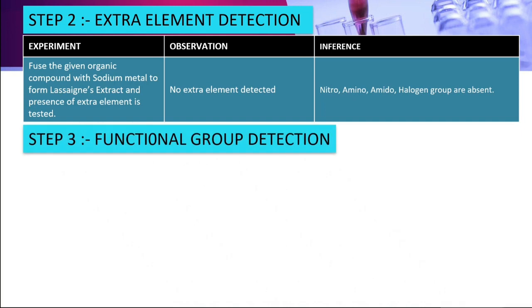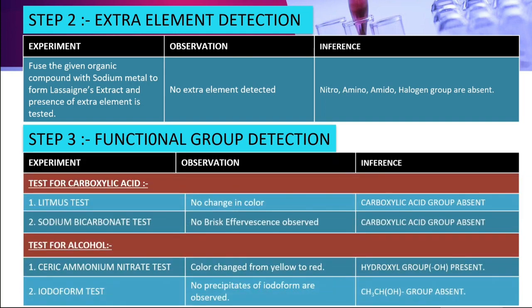Thank you, Shruti. The third step of systematic analysis of the organic compound is functional group detection. We start with carboxylic acid, followed by alcohol, phenol, carbonyl compound, and ester. So, starting with the test for carboxylic acid, the first test is the litmus test. Here we add 2-3 drops of blue litmus solution directly to the compound or to an aqueous solution of the compound. If there is a change from blue to red, we say that an acidic group is present. But here we observe no change in color, that means the carboxylic acid group is absent.